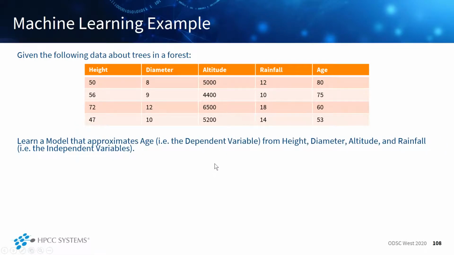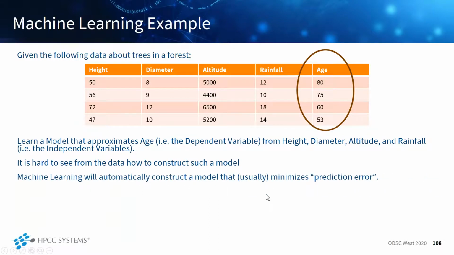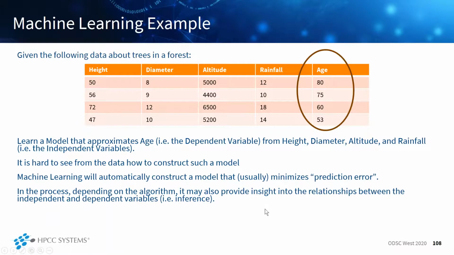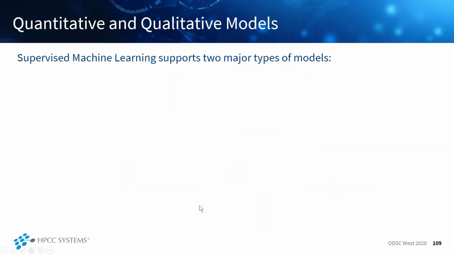So learning a model, normally you try to pick the dependent variable as the one that's not easily analyzed by human means or by visual means. And so that becomes our dependent variable. We use height, diameter, altitude, and rainfall as our independent variables. We construct the model, and we then provide insight into the relationships, the inference, and then we map easy to measure observed features to the hard to measure unobserved features. And it's done in a variety of different ways.